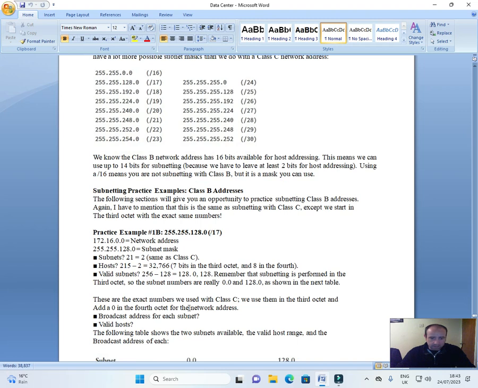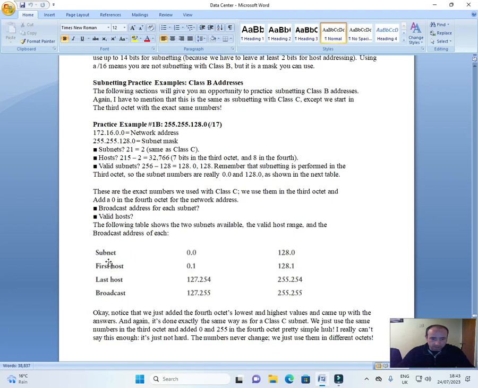These are the exact numbers we use with Class C. We use them in the third octet and add a 0 in the fourth octet for the network address. Then the broadcast address for each subnet and the valid hosts.